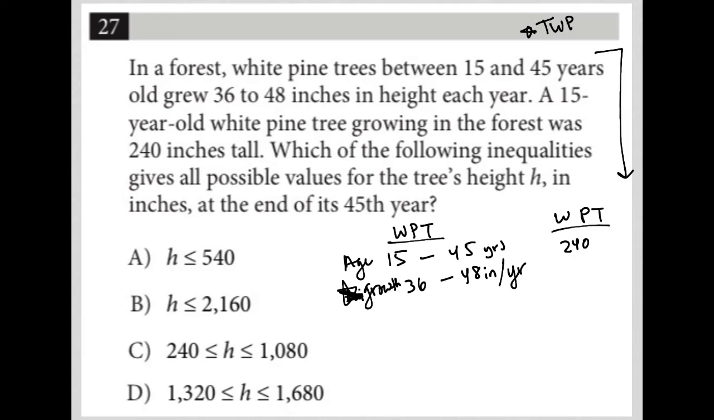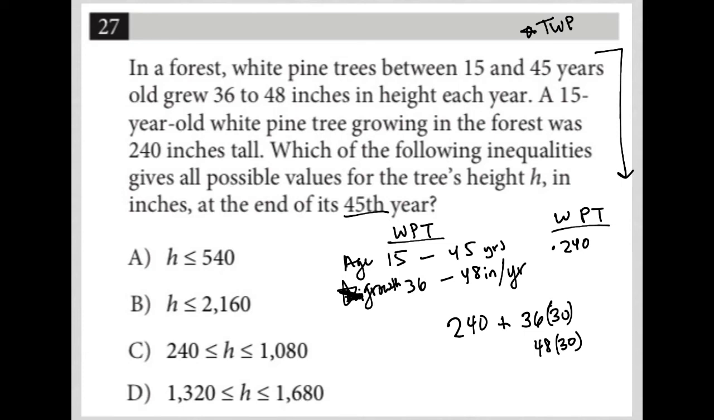And we're told that the 15-year-old white pine tree starts out here, right? So if it's 240 inches already, then we're gonna add some height to that of somewhere between 36 inches per year and 48 inches per year. And how many years are we going to go? We're going all the way to year 45, which means we have 30 years, right? So 36 times 30 on a low end to 48 times 30 on a high end.